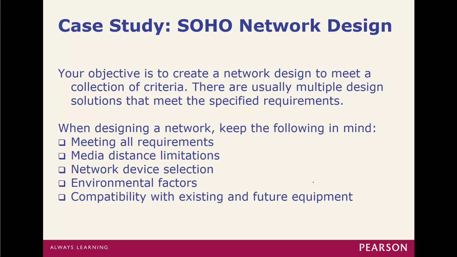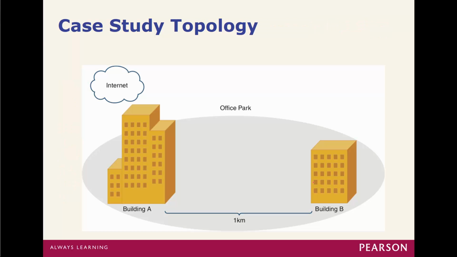Meaning, if we have a distance between buildings, what media might we use? What are the distances that we may need to cover? If we're looking at Wi-Fi, do we have to talk about antenna types? So here's our case study. We have two buildings. They're over 1 kilometer apart. Building A is our internet provider.